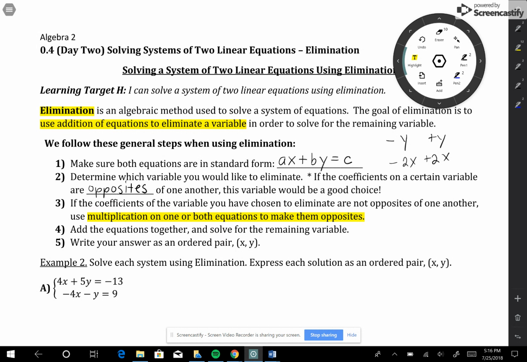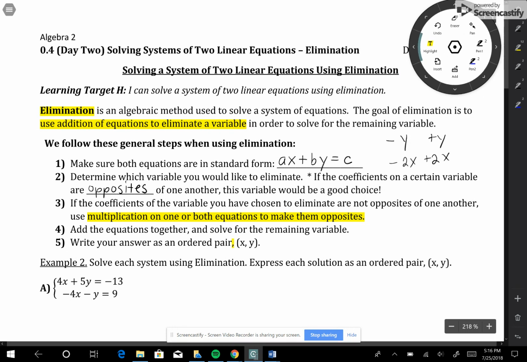Once we have ensured that we have two opposite coefficients on the same variable that we want to eliminate, we add the equations together and solve for the remaining variable. And just like with substitution, we write our answer as an ordered pair (x, y).